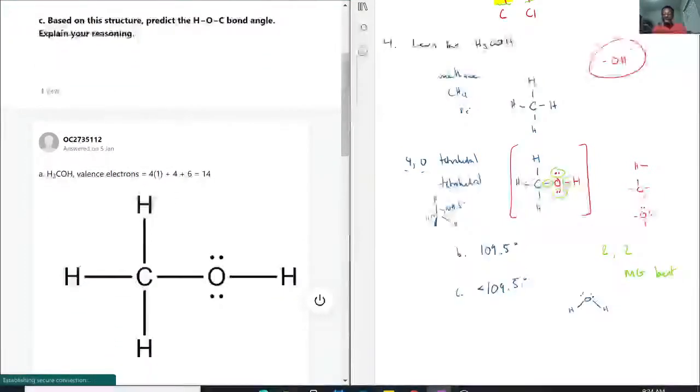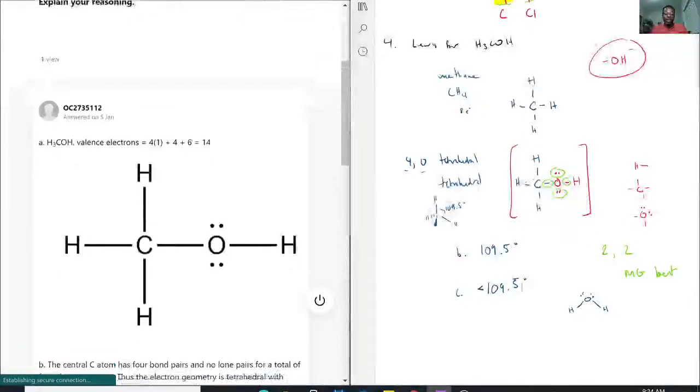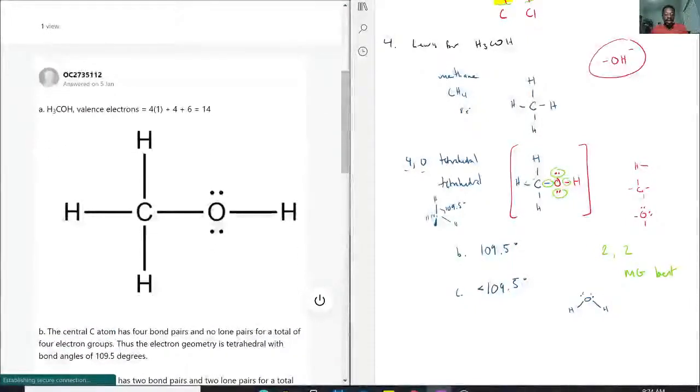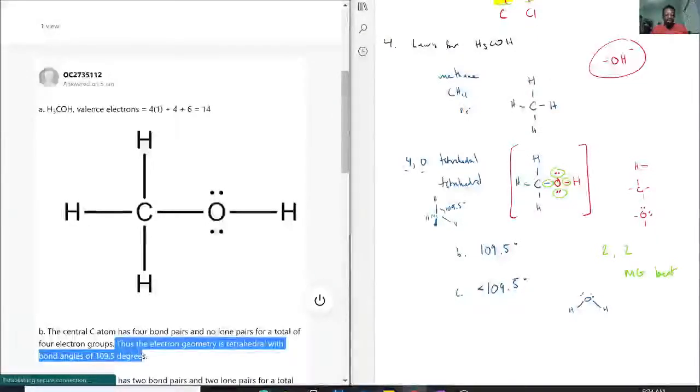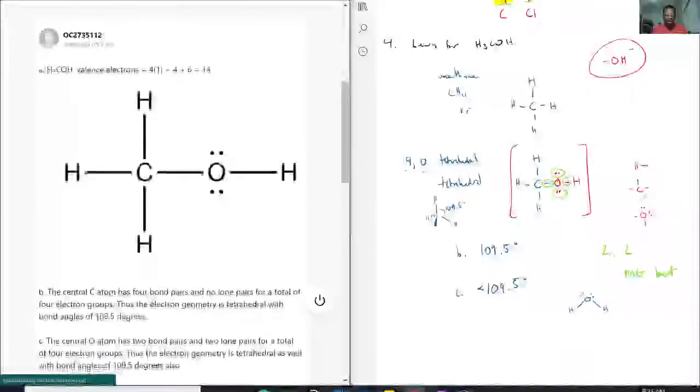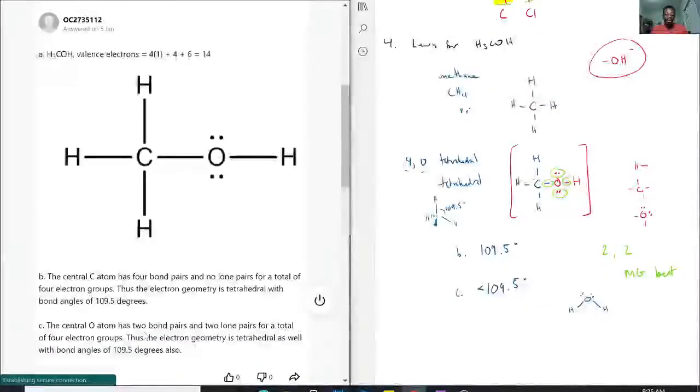Exactly. So this is what they have here as well for methanol. And they say it has 4 bond pairs and lone pairs. So the electron geometry is tetrahedral with bond angles of 109.5 degrees. I would actually use molecular geometry because now we'll see if they got the right answer for the next part. So it says 4 electron groups, and that's what I was afraid of here. They based it off the electron geometry. It is tetrahedral as well for the electron geometry, but the bond angles, like I said, although it'd be close, it wouldn't be exactly 109.5. It'd be a little bit less.